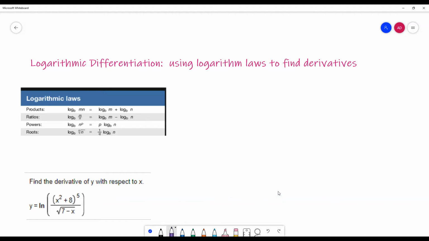Alrighty, so the math dealer here, and today we're going to use logarithms to find derivatives. That's what we call logarithmic differentiation. So for starters, let's talk about some properties of logarithms.